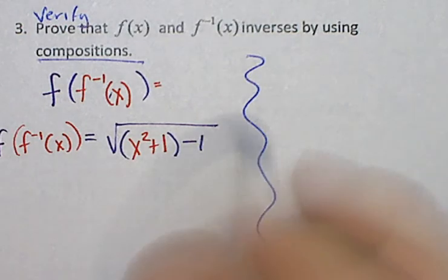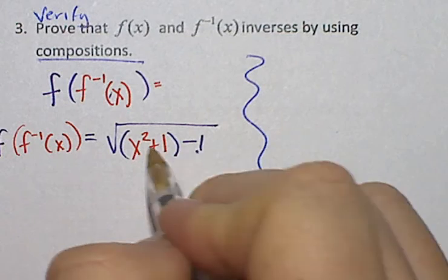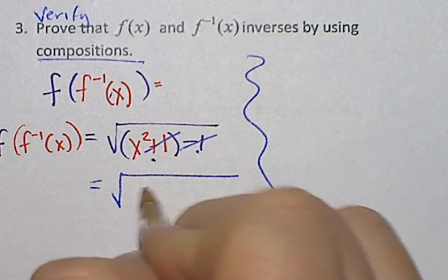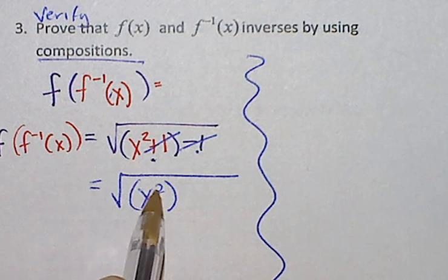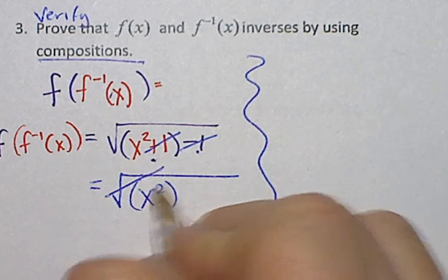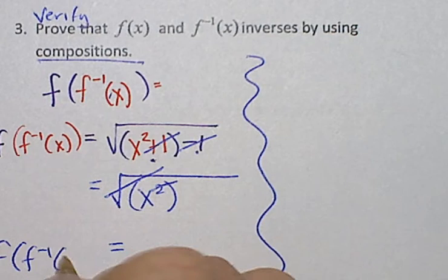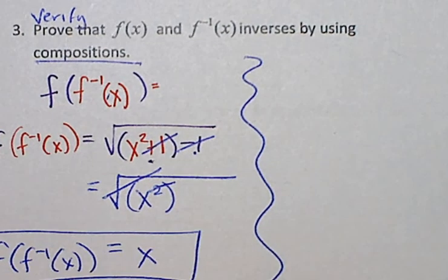Okay, now my goal is to simplify this as far as possible. So when I look at this, a positive 1 and a negative 1 are going to cancel under the radical. And a square root and a square are going to cancel. And I'm simply left with x. And we're going to explain the significance of that in the next problem.